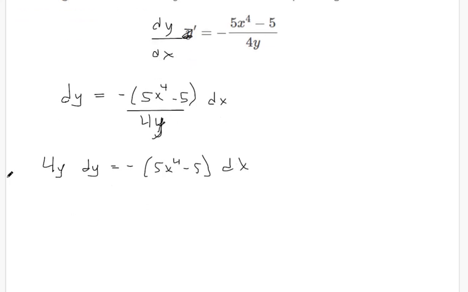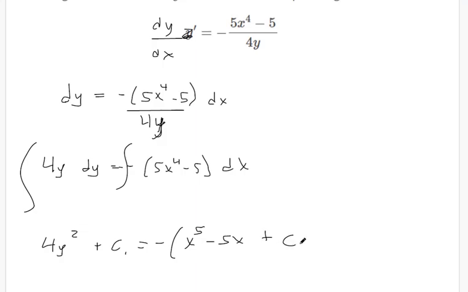And then you can integrate both sides now that we have one side with respect to y and one side with respect to x. So on the left side we get 4y squared plus an arbitrary constant c, and I'll call that c sub 1 because we're going to get another arbitrary constant in just a second. And then here, if I factor out that negative sign, the antiderivative is going to be, let's see, x to the fifth, because then the derivative would turn into this. And it's minus 5x, because the derivative would turn into this. And then plus a different arbitrary constant c.